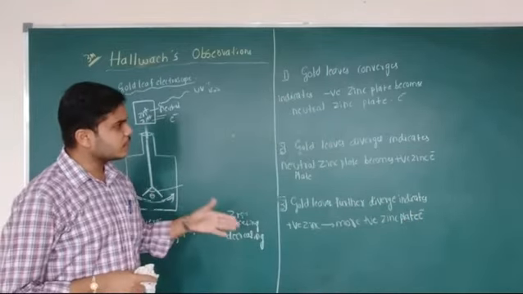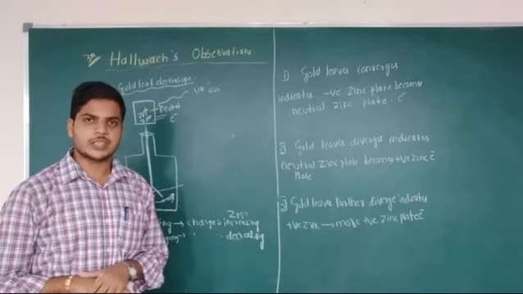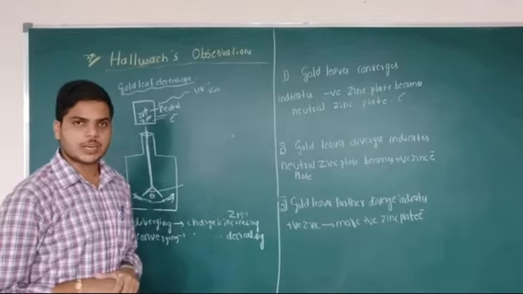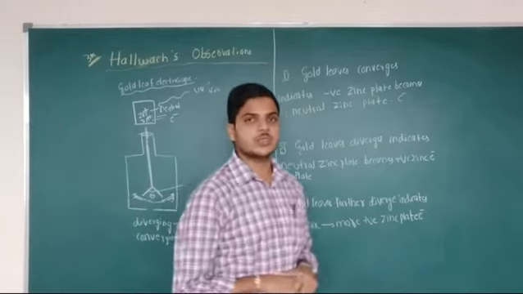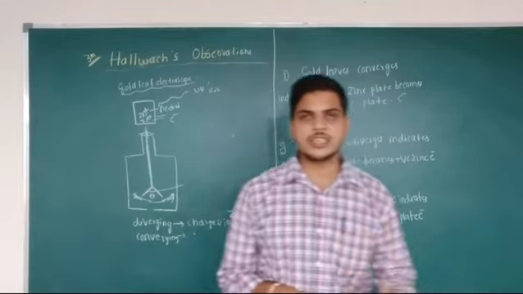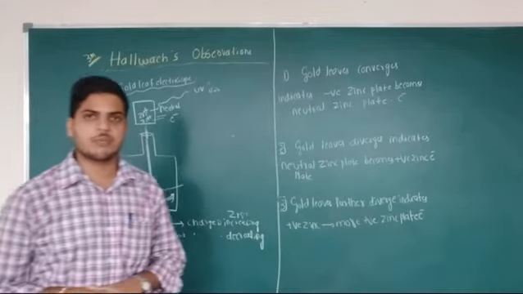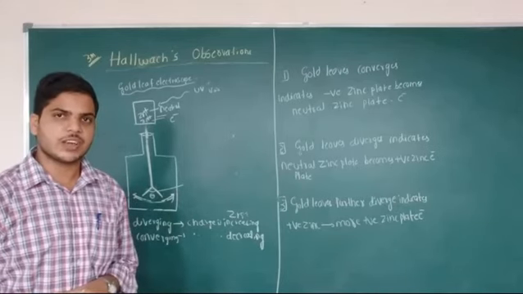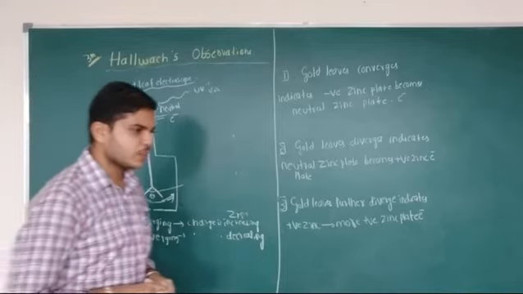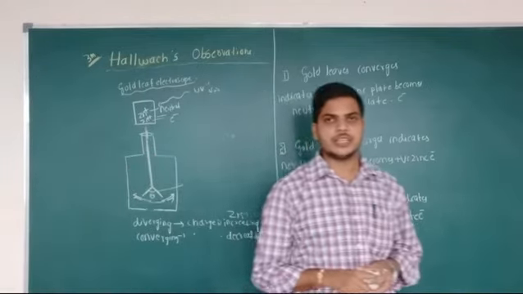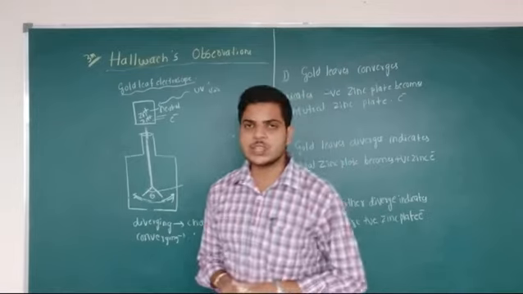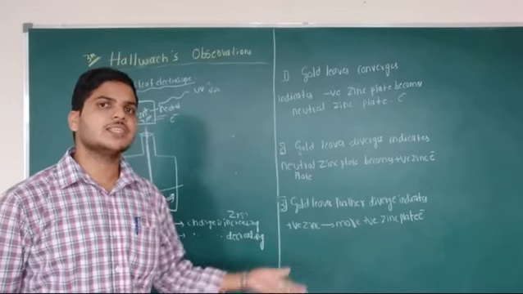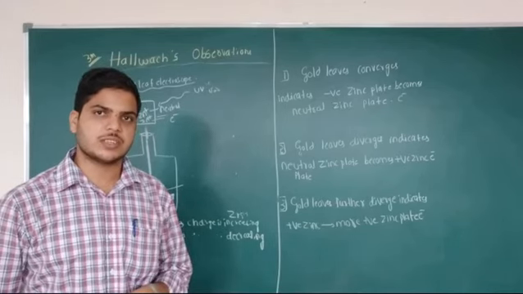In all three cases, when UV radiation is falling on the zinc plate, electrons are coming out of the metal surface. It is not positive charges coming out of the metal surface; it is negatively charged electrons. This is the Hallwachs' observation. Now, what is the final conclusion? Whenever UV radiation or some radiation above the threshold frequency is incident on the metal surface, negatively charged electrons come out of the metal surface.